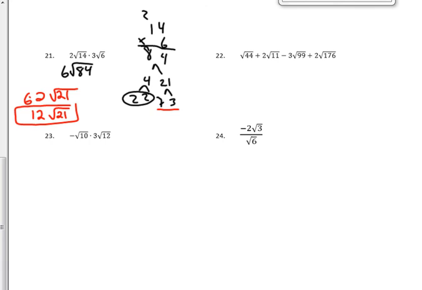Make sure you're looking at this worksheet, deciding between the 3 types of simplifying radicals.